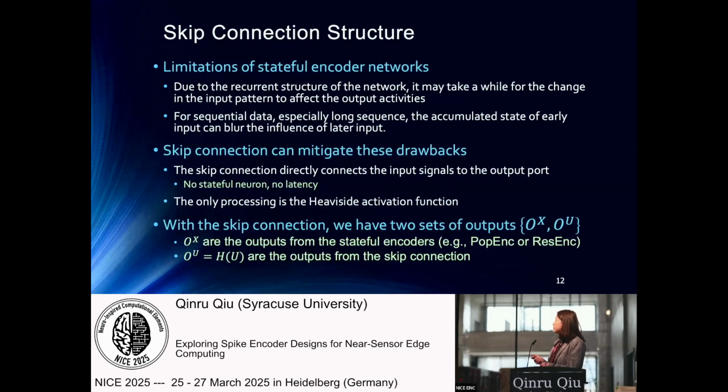So to avoid such a limitation, we added skip connections. The skip connection is basically a direct connection from the input to the output. The only processing is the Heaviside activation. So with the skip connection, we have two sets of output: OX, which are the output from the stateful neurons, and OU, which are the output from the skip connection.